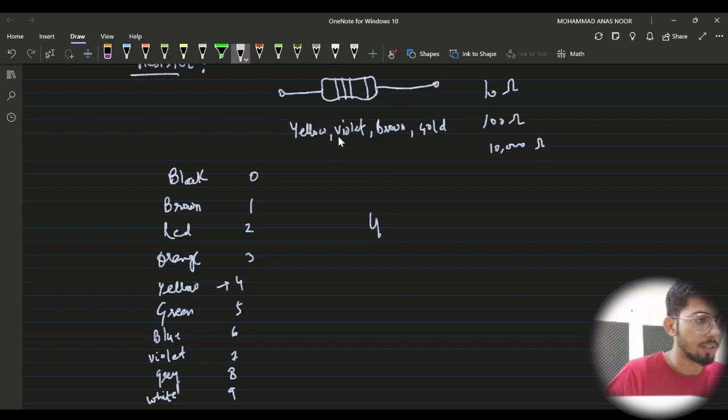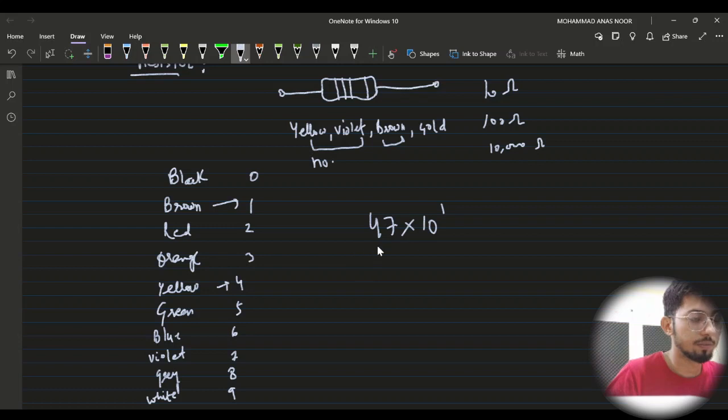Then violet is 7, so 7. And then the third color represents the multiplier. These first two colors represent the number itself. The third color represents the multiplier. That means multiply by 10 to the power of the color, which is brown. So brown is associated with 1. So that would be 10 to the power 1.